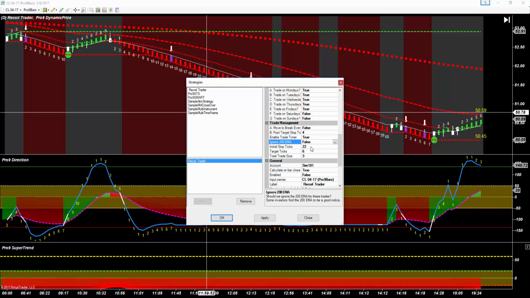Our initial stop ticks is 22, and this can be adjusted, and you may want to do some testing and analyze some data before you change this, as we have found the 22 tick stop to be very effective for giving us enough wiggle room.